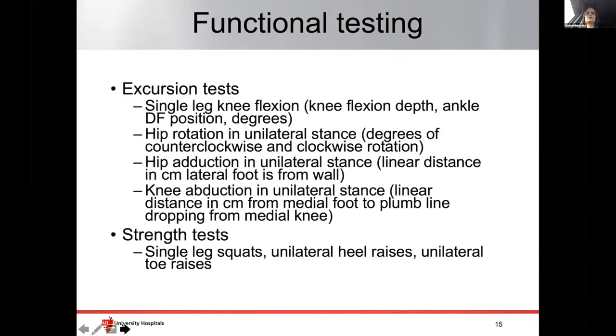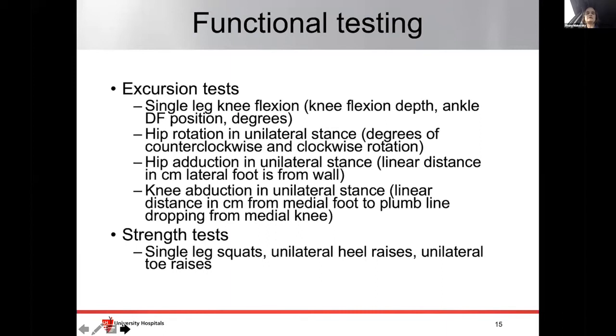You can do excursion tests just to see how they're lining up functionally when they're doing the exercises, seeing how the range of motion is going with the hip and knee. And you do strength tests like the single leg squat is a very simple one that you could do in the clinic with very minimal space. And you want to make sure that the athlete can do a single leg squat without having any dynamic knee valgus. You want to make sure they're not dropping their pelvis. You want to make sure their hips are even. That means glute medius is functioning properly and supporting the leg properly.